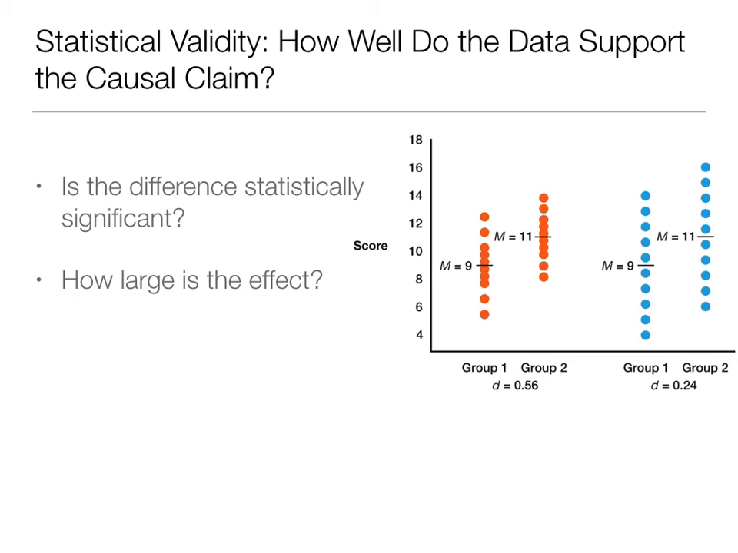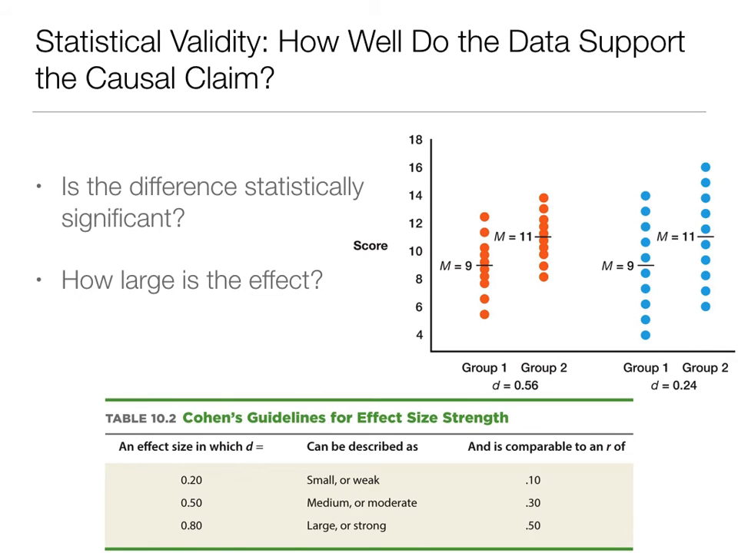So that Cohen's d is below there, a 0.5. So we've got a medium effect size there. Whereas with the blue dots, we've got more variability. Those dots are more spread out. Each dot's representing an individual score. They've got more variability here. And so we have a lower effect size of 0.24, a pretty small or weak effect size.